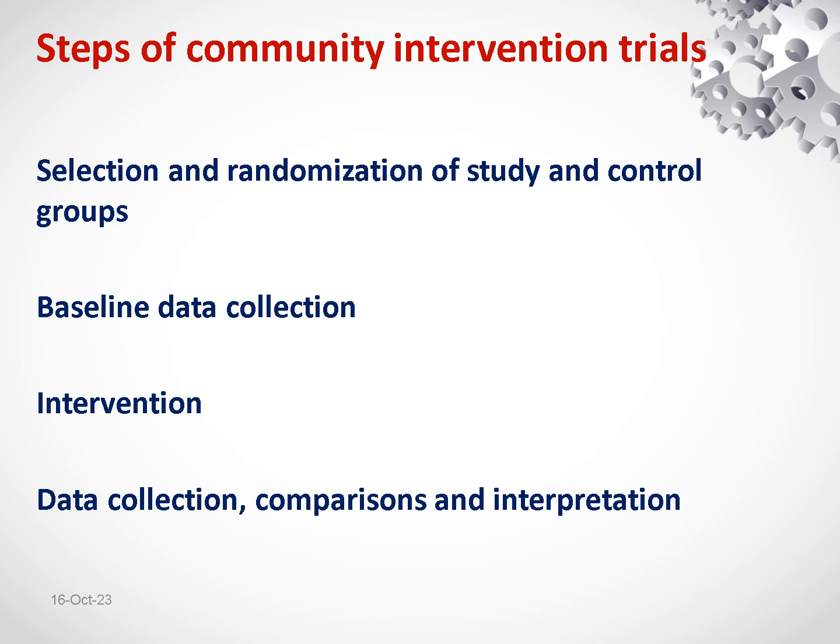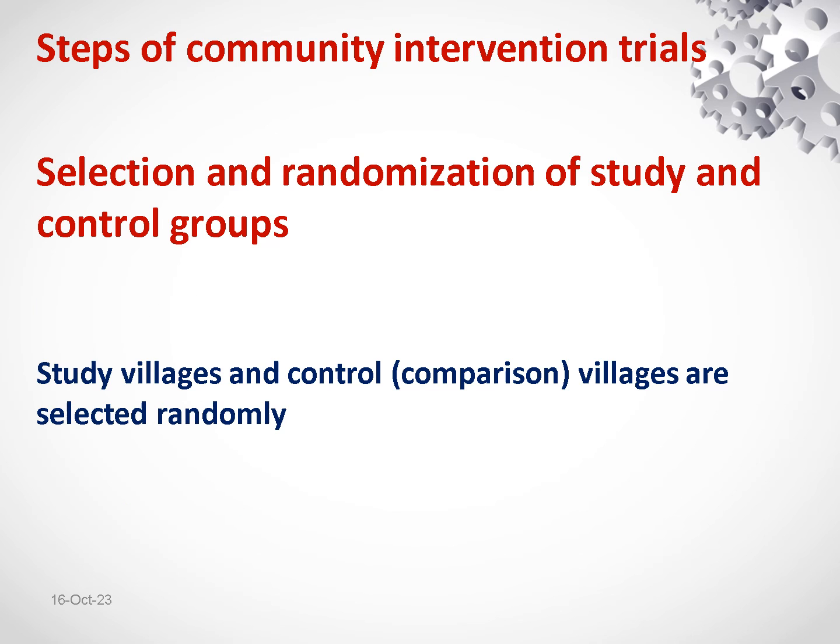Now we can go through the steps of community intervention trials. There are four main steps in a community intervention trial: selection and randomization of study and control group, baseline data collection, intervention, then data collection, comparison, and interpretation. Now we can go through each step. Selection and randomization of study and control group: study villages and control villages.